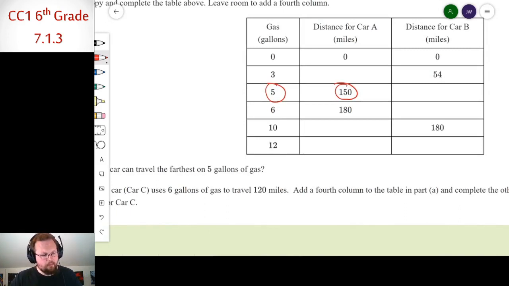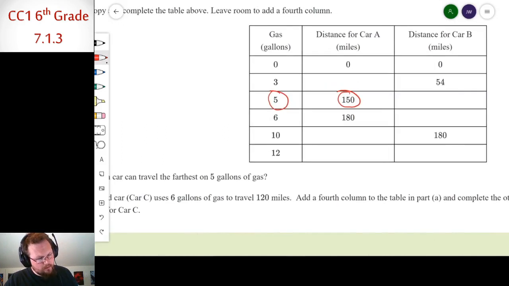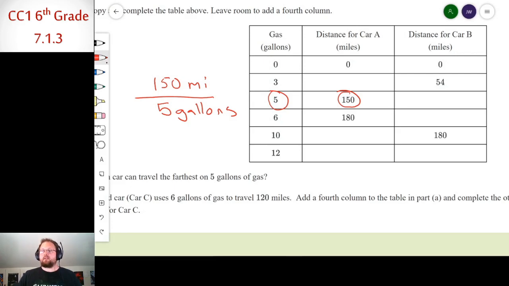miles per gallon. So you're going to take 150 miles divided by 5 gallons. This follows a similar pattern to doing miles per hour. In this case, it is strictly miles per gallon, so keep that in mind. 150 divided by 5 gives me a unit rate of 30 miles per 1 gallon. And you don't have to write the 1, it's just miles per gallon.